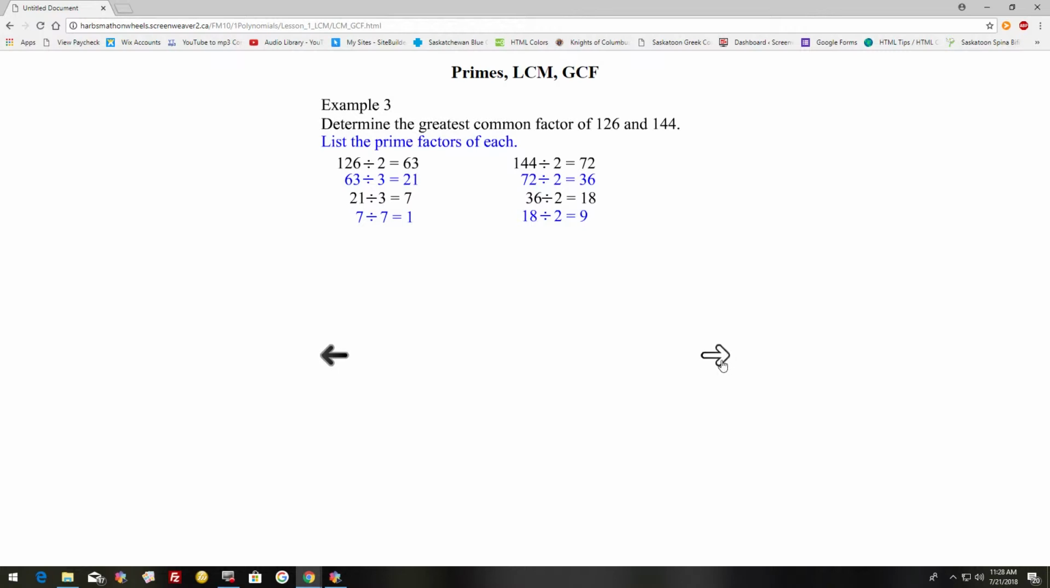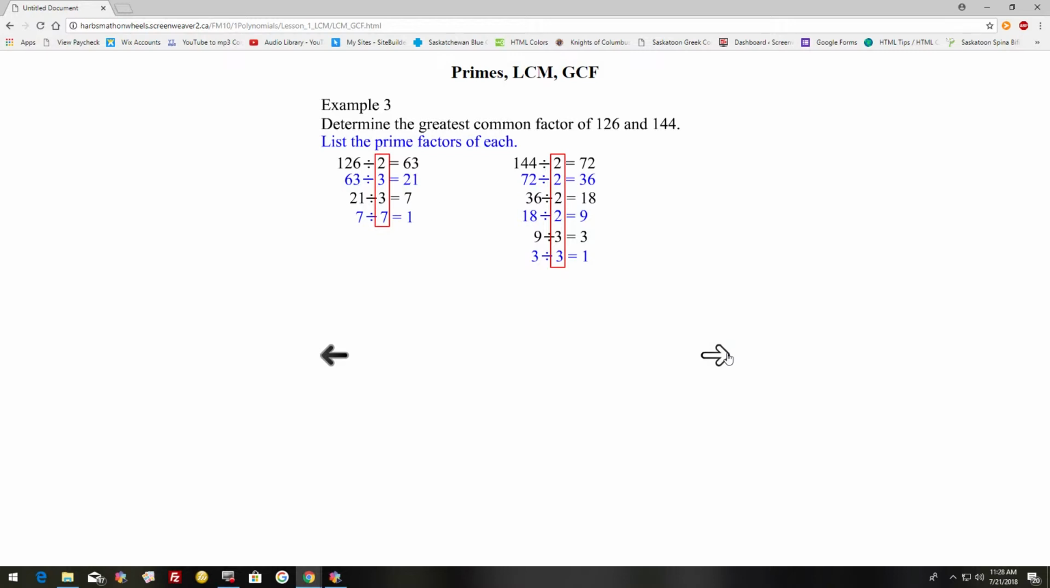We're done with 126, but we got to keep going with 144 because 9 is still not broken down to 1. Let's prime factor 9, okay? 9 divided by 3. Well, that'll work. We get 3. We still haven't got the 1 that we're looking for. Take 3 and divide it by 3, and we get 1. Now we can list the prime factors of 144.